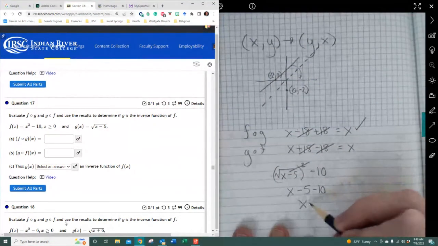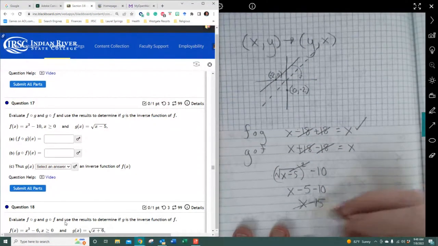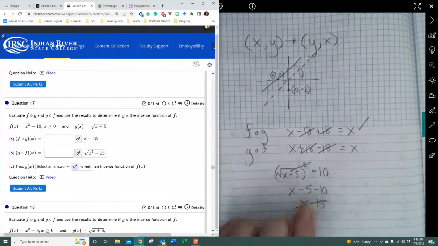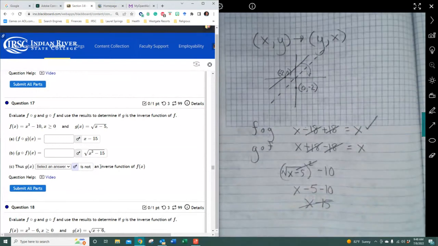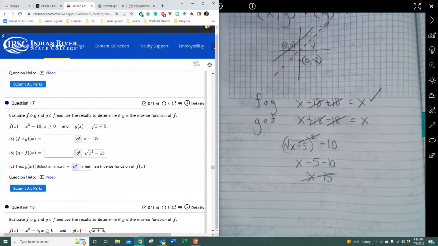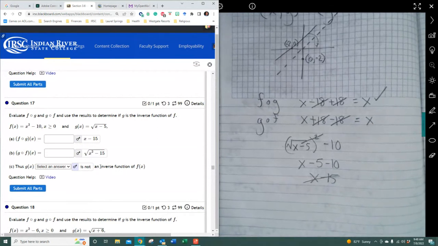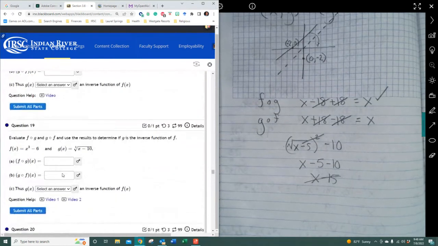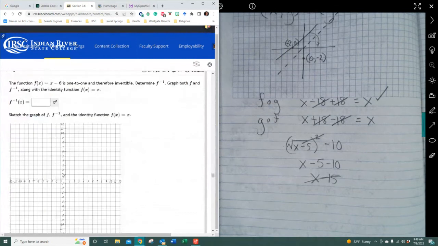And then this is equal to this. Therefore, this fails to be inverses of each other. This is going to give you some other value. This is not an inverse of each other because it doesn't equal x. That's all you have to determine: whether or not it equals x. And if it doesn't, after you simplify everything, then it's not an inverse. Now you can continue that process for several different types of problems.